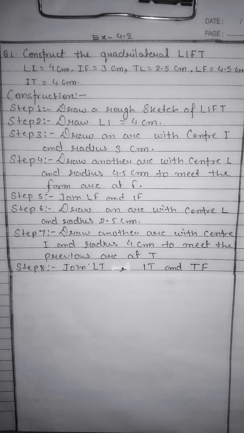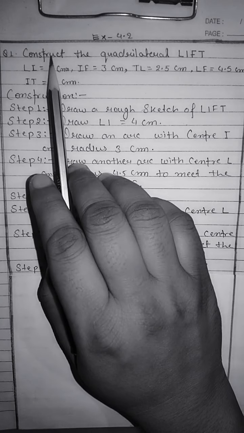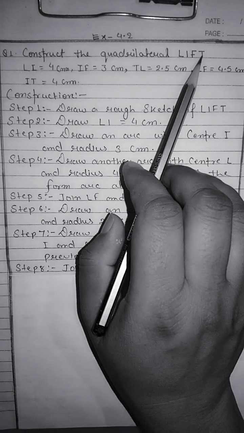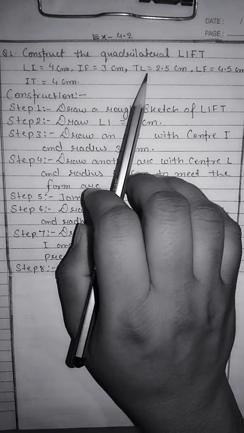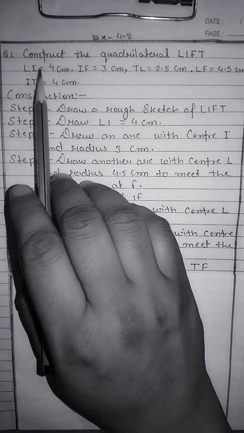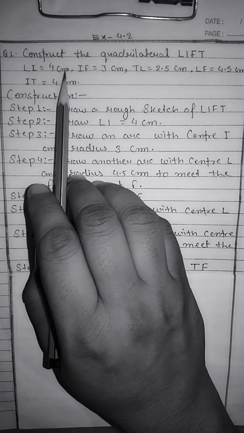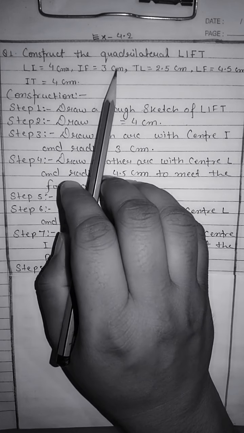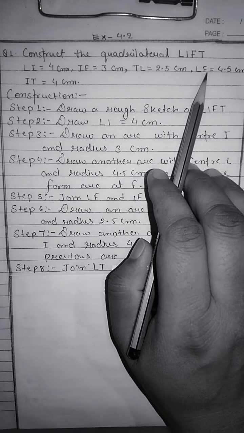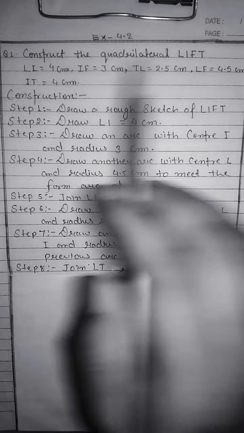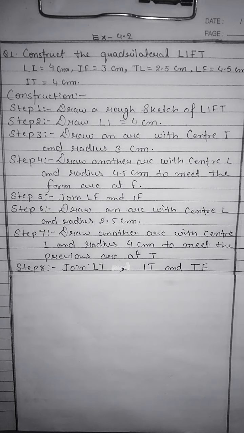Dear students, today we are going to start exercise 4.2 and it is question number 1. Question is: construct the quadrilateral LIFT, in which the measurements of sides are given here. LI is given 4 centimeter, IF is equal to 3 centimeter, TL is equal to 2.5 centimeter, LF is equal to 4.5 centimeter, and IT is given here 4 centimeter.